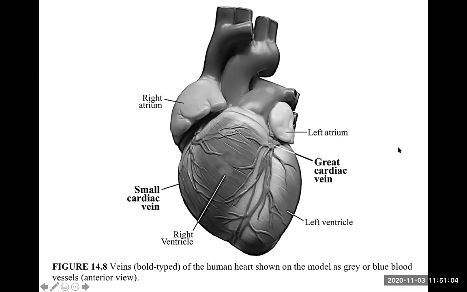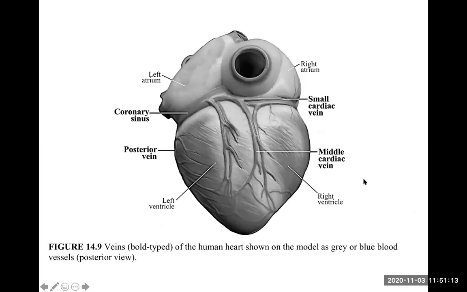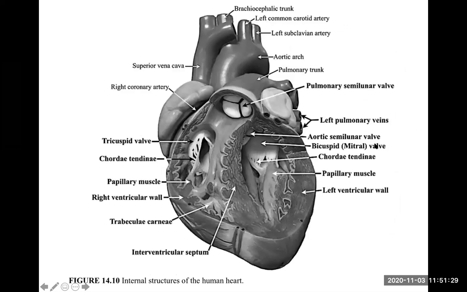And the major veins of the human heart as shown on a model we would have in lab: an anterior view, the great cardiac vein, the small cardiac vein. Here's a posterior view. Again, the coronary sinus is the big major vein that all these veins will drain into, and this coronary sinus will eventually drain into the superior vena cava to bring deoxygenated blood back to the heart. Then we get to an internal view of the heart.